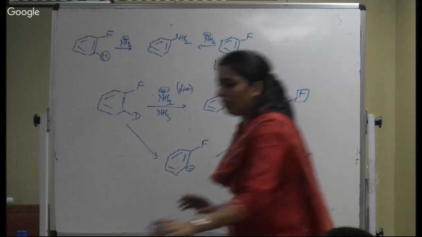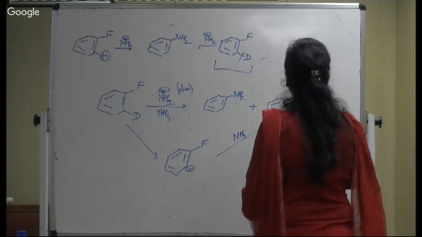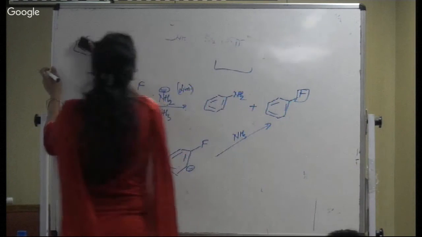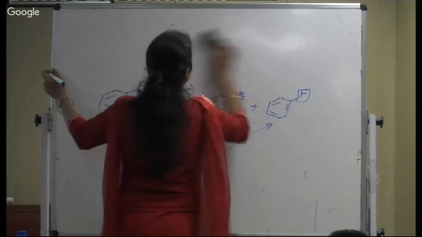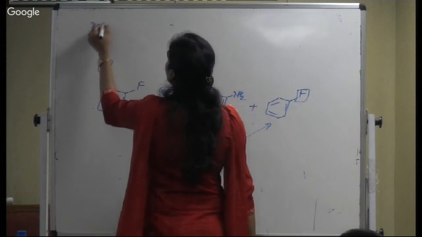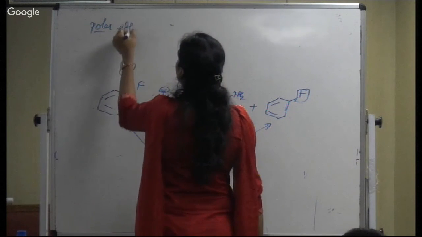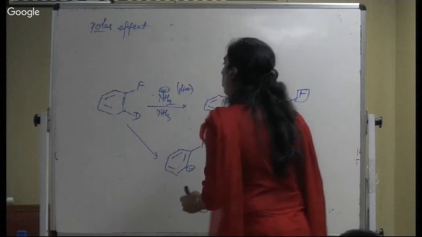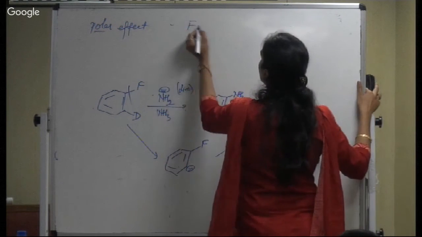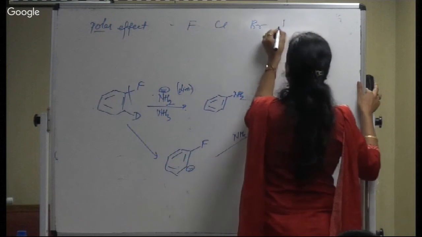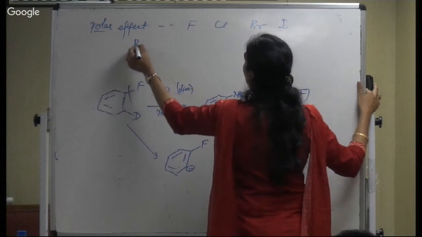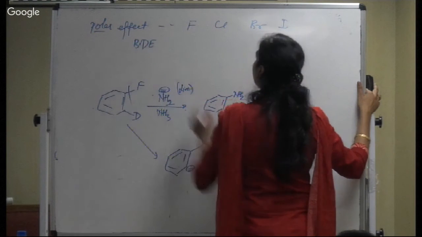And the last evidence which I'm telling you is the rate of reaction of different halides. According to polar effect, which bond should be broken first? Fluorine, chlorine, bromine, iodine. Polar effect, bond dissociation energy.